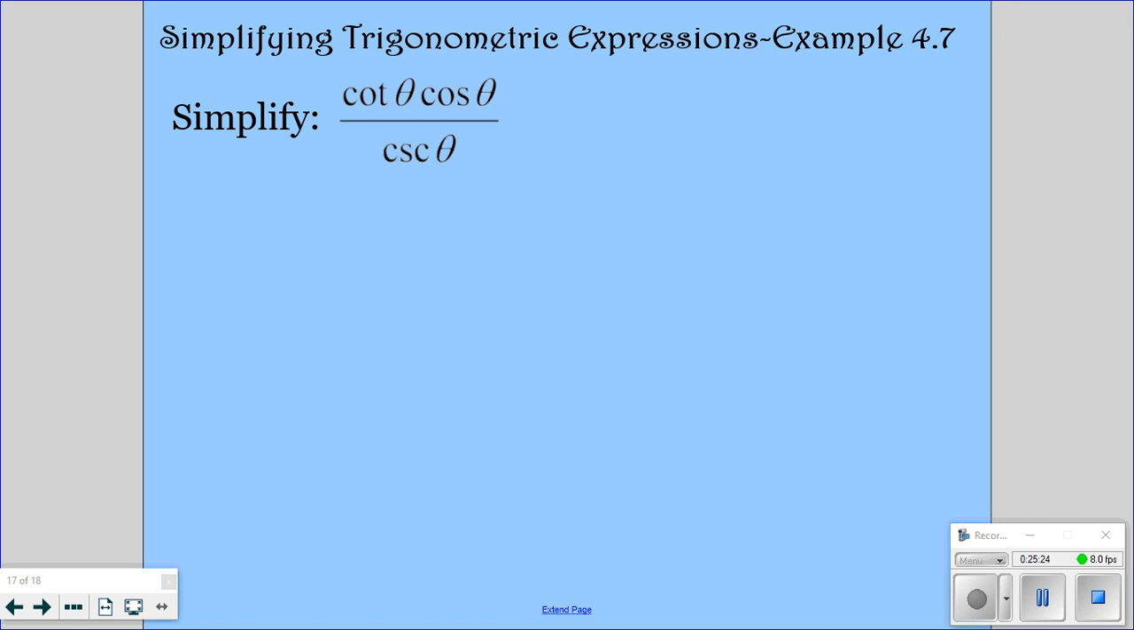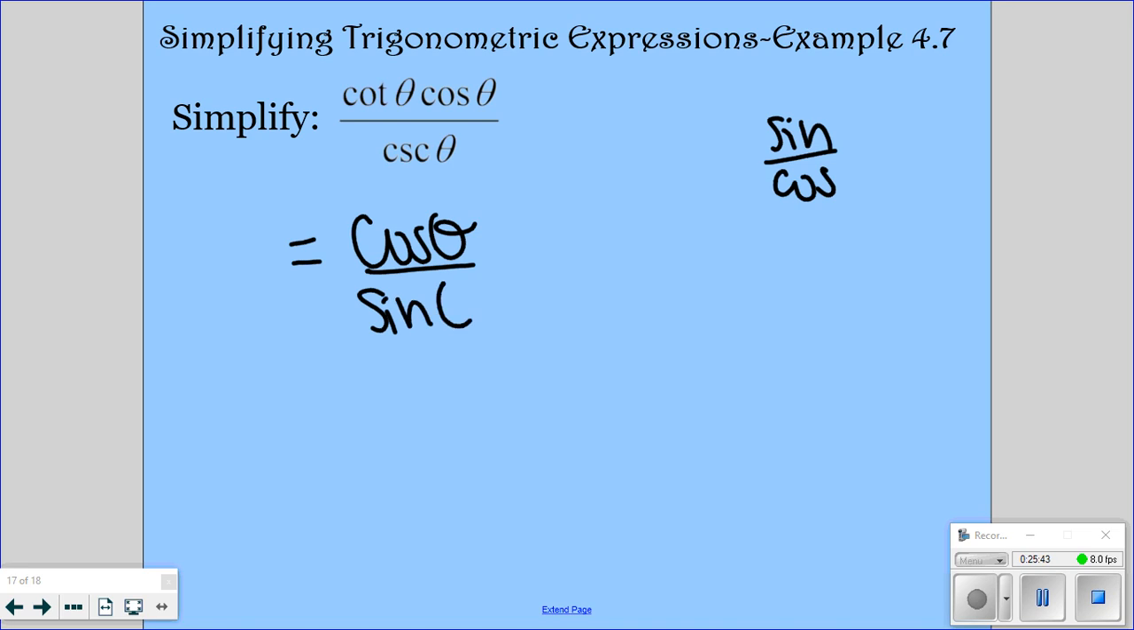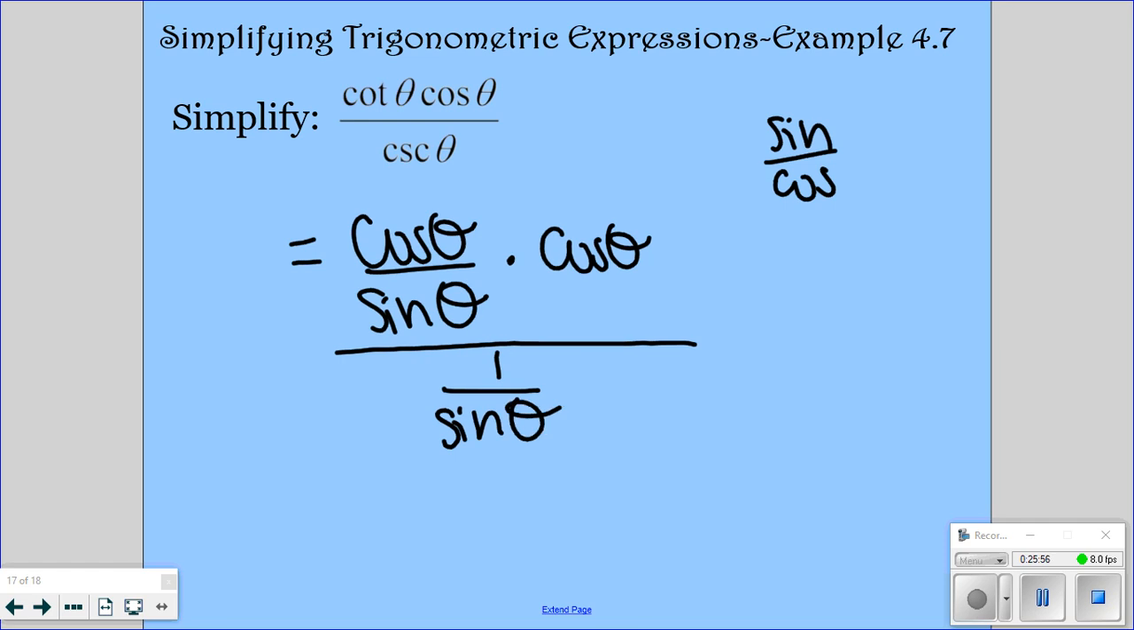So looking at this one, again, we want to write them in terms of sine and cosine as much as we possibly can. So cotangent is the reciprocal of tangent. Tangent is sine over cosine. So the reciprocal of this is going to be cosine over sine. And then we have a cosine. And then it's all over cosecant. And cosecant is the reciprocal of sine. So 1 over sine of theta is the same thing as cosecant of theta. So if you look at it right now, we can't really simplify anything.